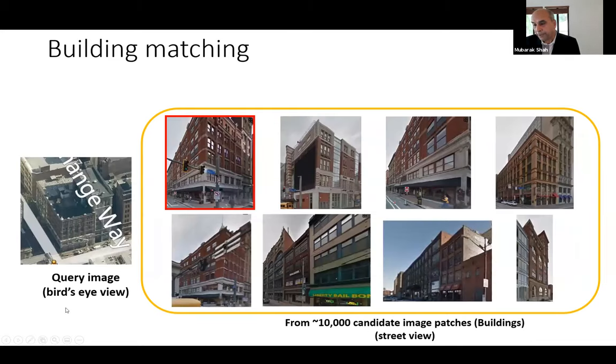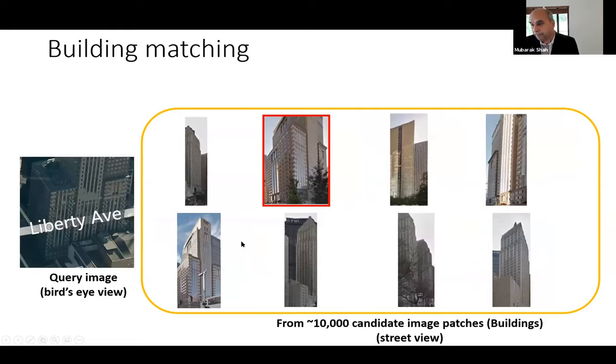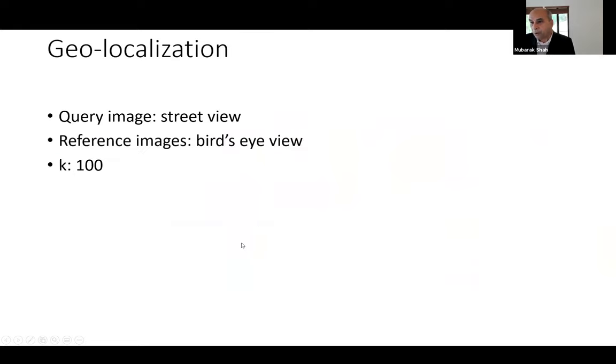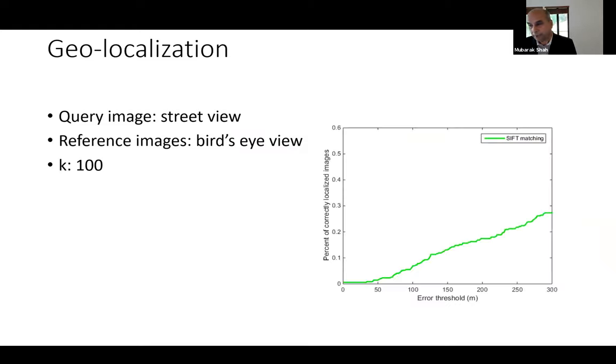And here, query is bird's eye view, but the reference is the street view. And so these are more examples here. So now we selected about 100 nearest neighbors for each of these, and that worked pretty well. So again, we can show you within how many meters we can geolocalize.